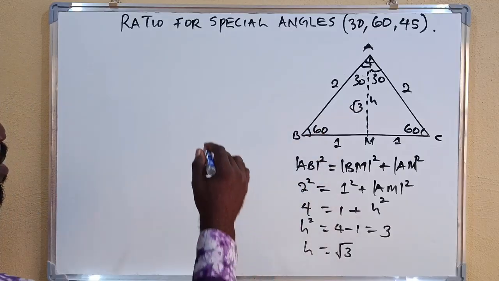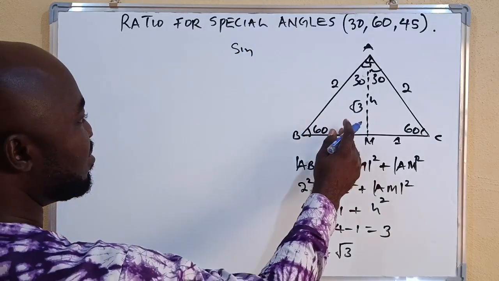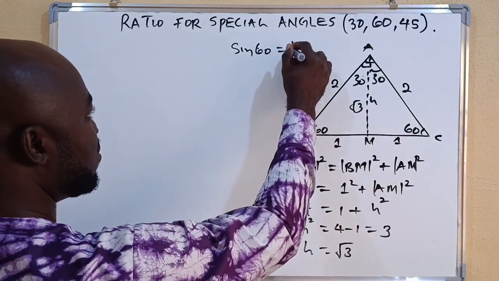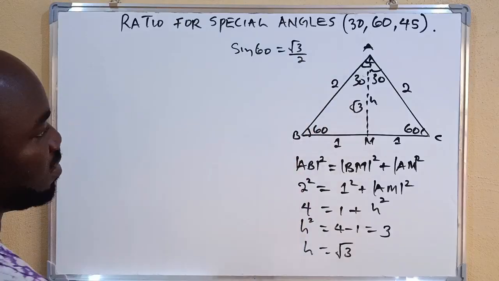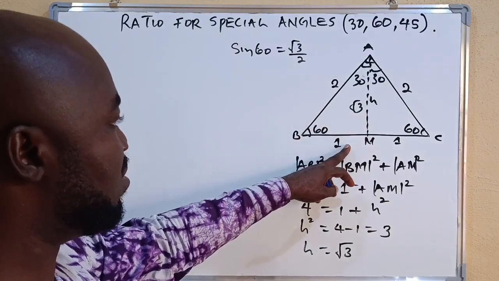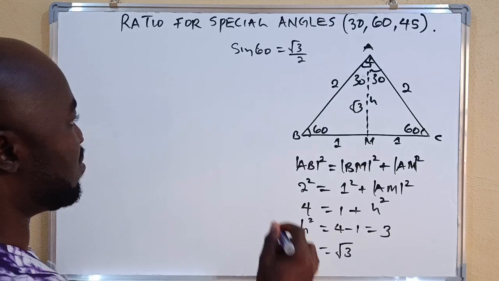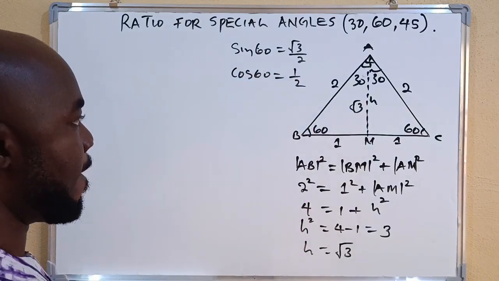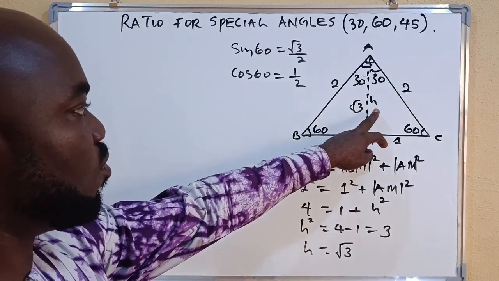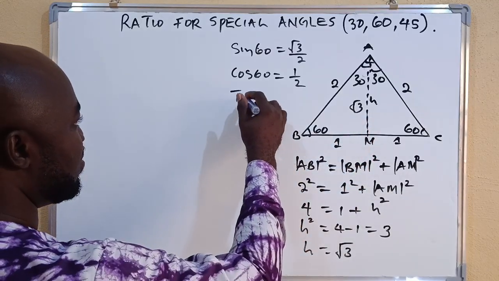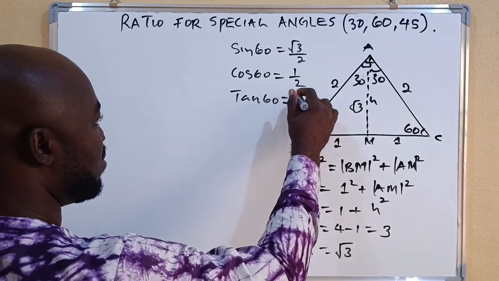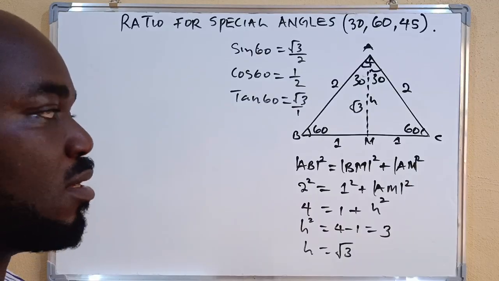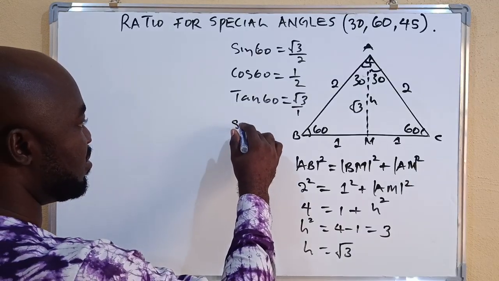So what is sine? Sine 60 will be opposite over hypotenuse, which is root 3 over 2. Cos 60 will be adjacent over hypotenuse. So cos 60 will be 1 over 2. Tan 60 will be opposite over adjacent. So tan 60 will be root 3 over 1, which is still root 3. And that's for 60.